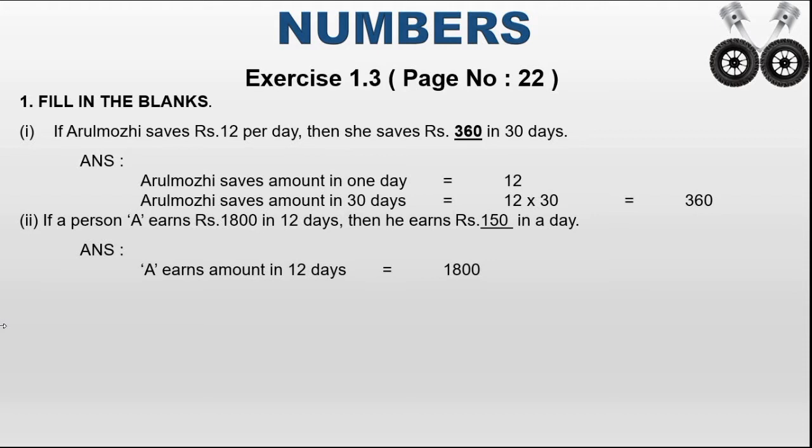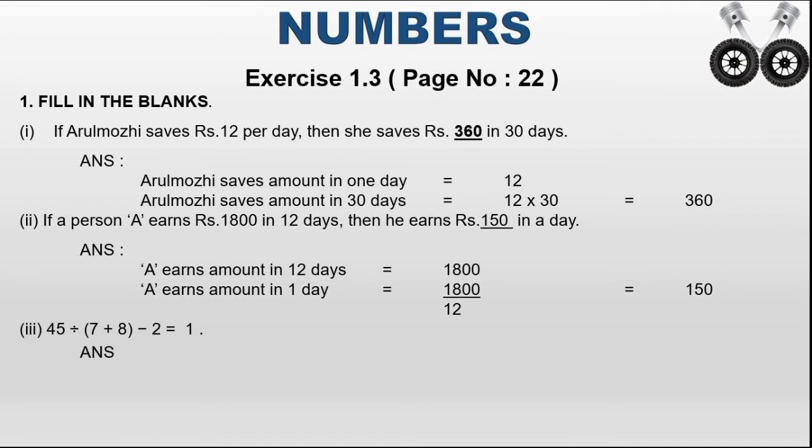Here the days are decreased from 12 to 1, so the amount is also decreased. That means we have to divide. A earns amount in 12 days equal to 1800. A earns amount in 1 day equal to 1800 divided by 12, which is equal to 150. Okay, so what is the third question?